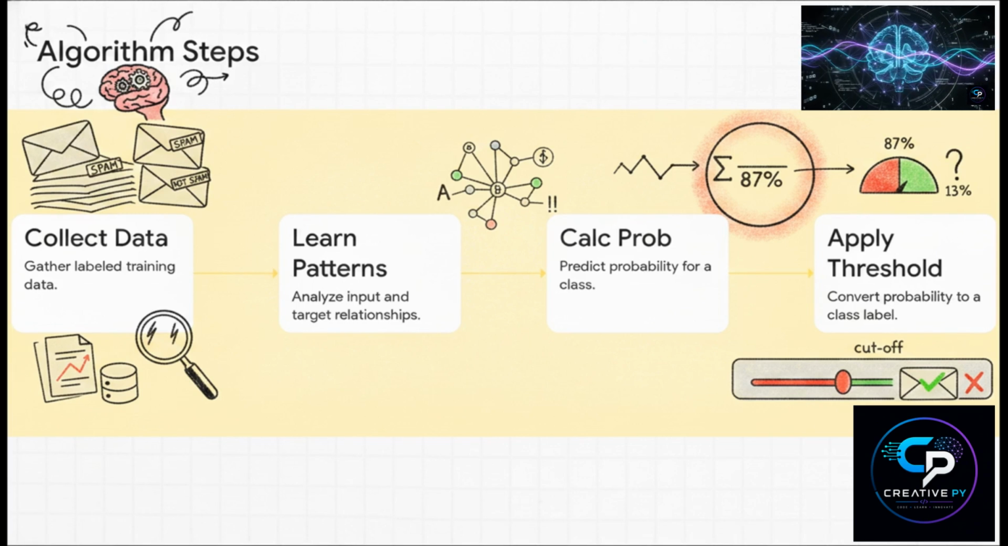Then, step 3, calculate probability. When a brand new email hits your inbox, the model analyzes those same features and might calculate, say, an 87% probability that it's spam, leaving a 13% probability that it's not. And finally, step 4, apply a threshold to make a firm decision.